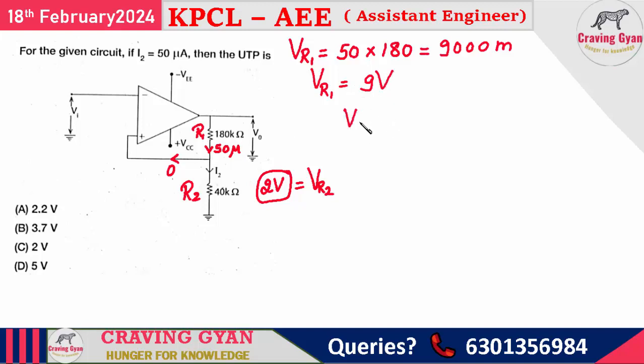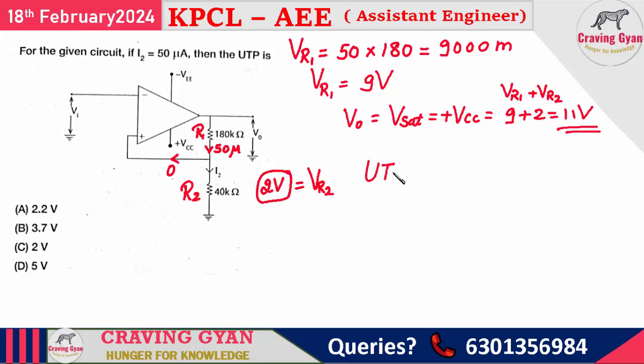What is V0? V0 is equal to V saturation, which is equal to plus VCC, which is 9 plus 2, nothing but VR1 plus VR2 we are going to take, which is equal to 11 volts. Strictly speaking, V saturation is 1 volt less we are going to take. That's the thumb rule. But in this case, you are going to approximate it because ideal scenario we have considered. The value of V0 is V saturation, which is 11 volts.